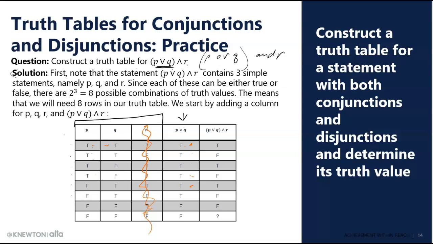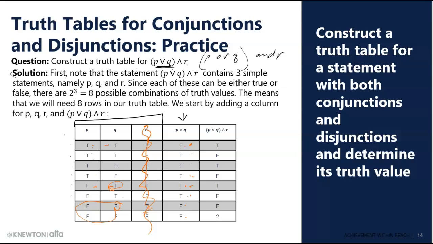Now I look in the 5th row. I have a false or a true. Oh, there's my true, so that makes this true. 6th row. Oh, false or true again. That makes this true. And I look at P and Q in the 7th and 8th rows, and they were all false. So there's no true in the 7th row, so P or Q is false. There's no true in the 8th row, so P or Q is false.